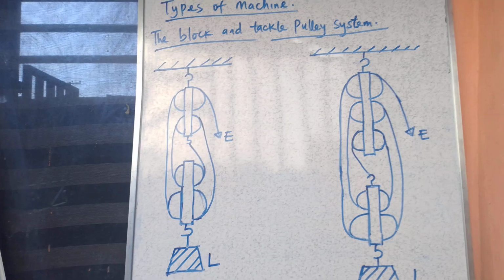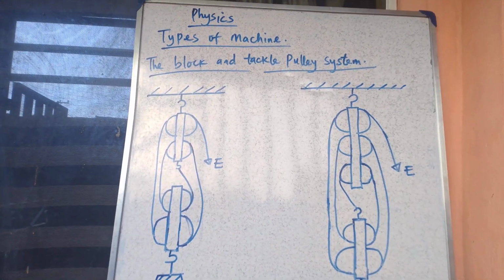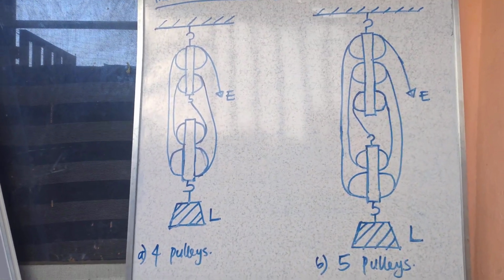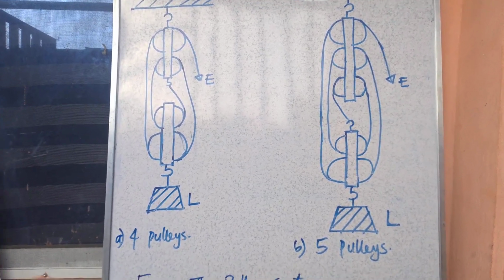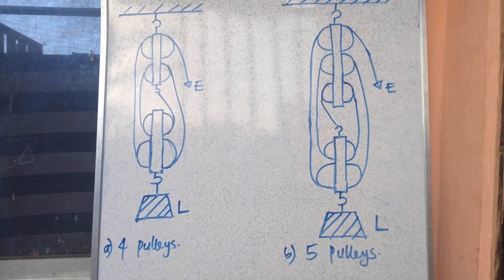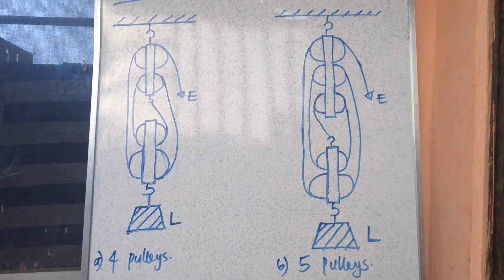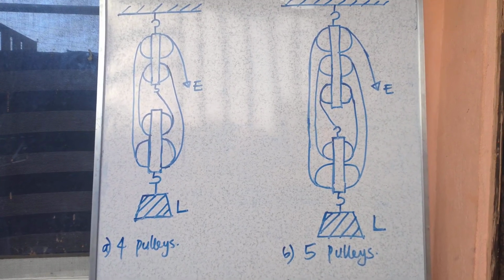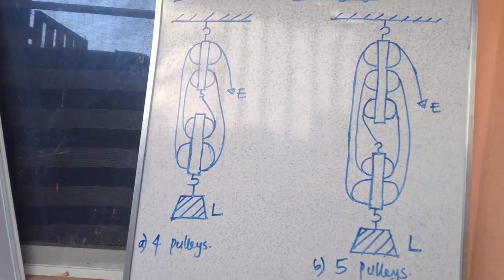Okay, so let's observe the diagram. It shows us the block and tackle pulley system. That one shows us 4 pulleys, and this other one shows us 5 pulleys. So you see that for the 5 pulleys, you have 5 round circles. Those circles there you see are the pulleys. And then a rope is connected to each of these pulleys. An effort is applied at this end. You see, an effort is also applied at this other end.